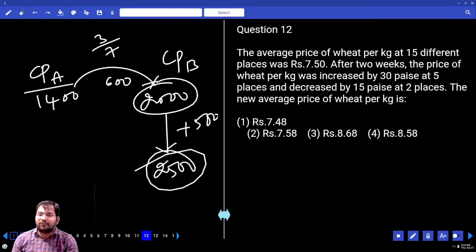The average price of wheat per kg at 15 different places was 7.5. After 2 weeks, the price of the wheat per kg was increased by 30 paisa at 5 places and decreased by 15 paisa at 2 places. The new average price of the wheat per kg is what?